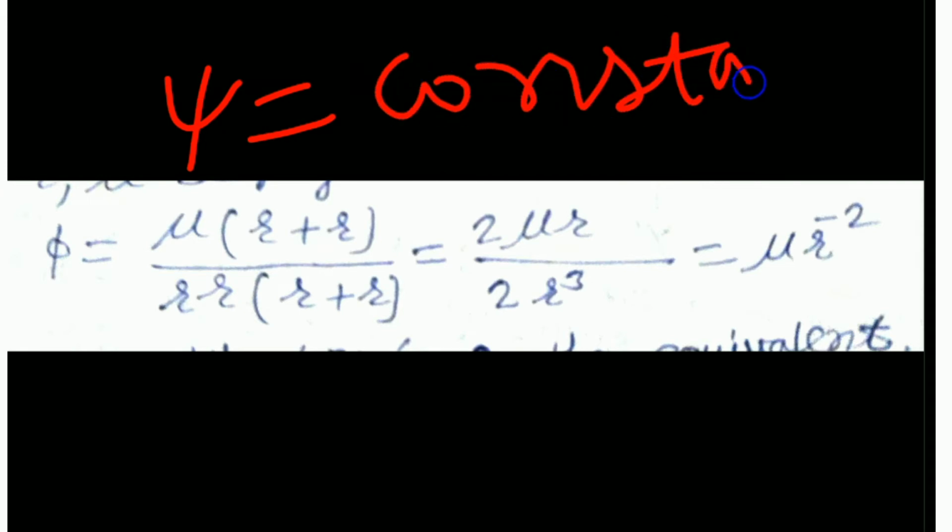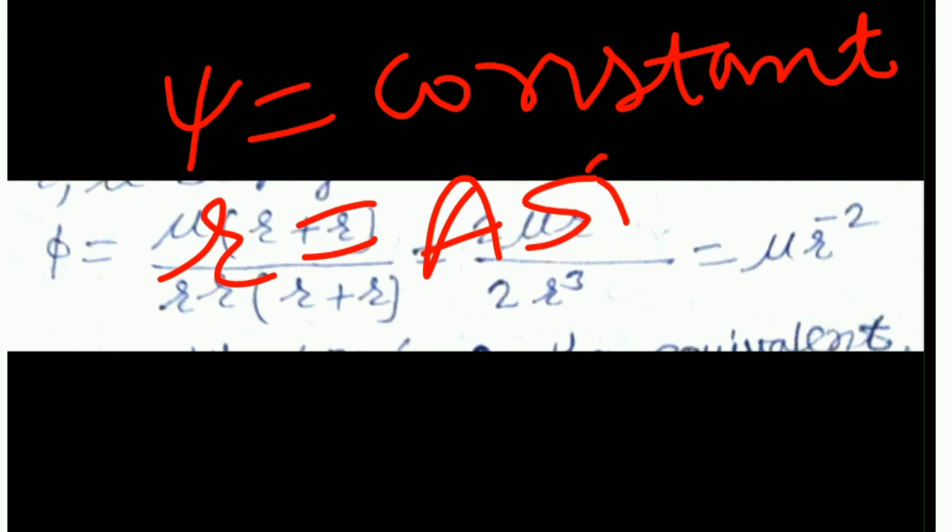It has been shown that the equations of the streamlines are psi is equal to constant and r is equal to a into sin square theta. That the equations of the streamlines are psi is equal to constant and r is equal to a sin square theta. Thus the streamlines lie in planes passing through the axis of the doublet.